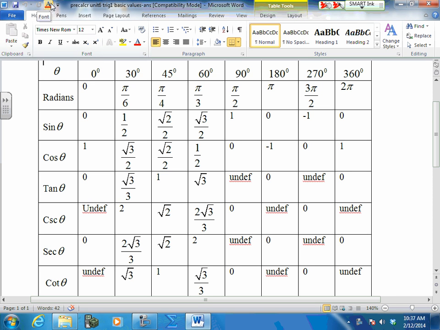You have two special right triangles that you have to commit to memory.